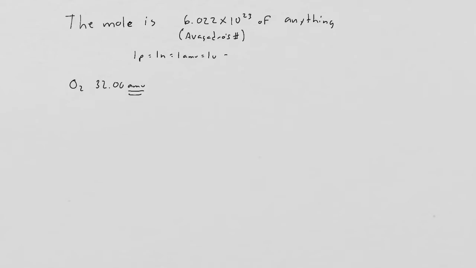One of these AMUs is so small that its mass in grams is 1.66 times 10 to the negative 24th grams. If you can't understand what that number means, it's a decimal point followed by 23 zeros, then you get the 166. That's a really small fraction of a 1, and that makes sense because protons are very small. They don't weigh a lot.